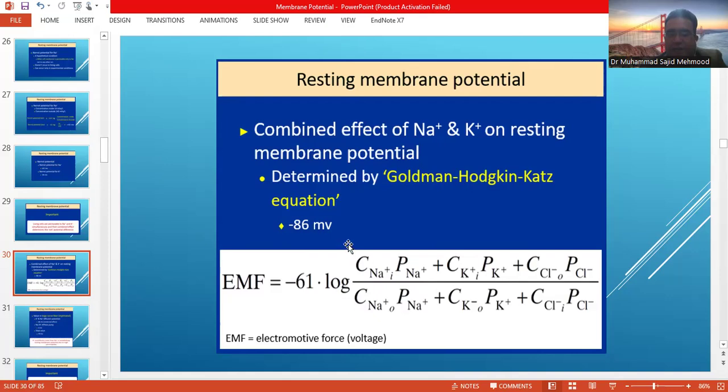The net potential that is derived from the Goldman-Hodgkin-Katz equation, the electromotive force, comes to be about minus 86 millivolt. अब इसमें हम देख सकते हैं कि जो सोडियम का इफेक्ट है, it is much more as compared to the effect of other ions, because the sodium channels are much more predominant and sodium ions are much more permeable through the sodium channels.